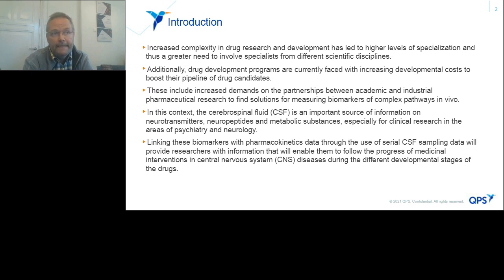In this context, CSF sampling is a very important source of information on neurotransmitters, neuropeptides, and metabolic substances in clinical research in the area of psychiatry and neurology. Linking these biomarkers with pharmacokinetic data is, of course, a very valuable tool. By using serial CSF sampling, also known in the literature as continuous CSF sampling, researchers can follow the progress of medicinal intervention in CNS diseases during different developmental stages of drugs.